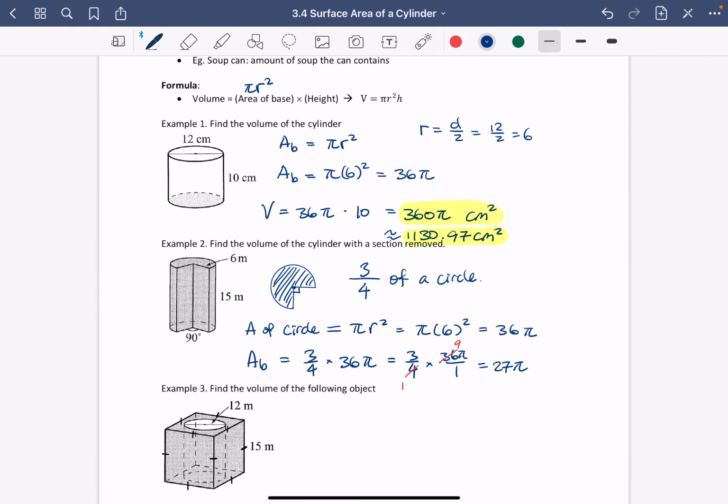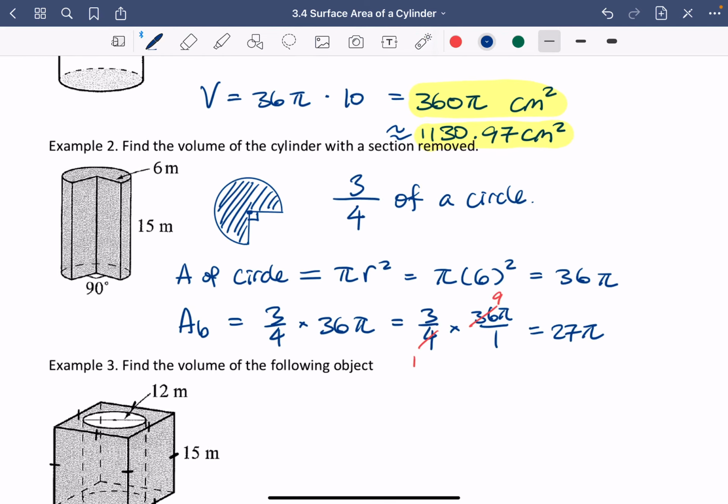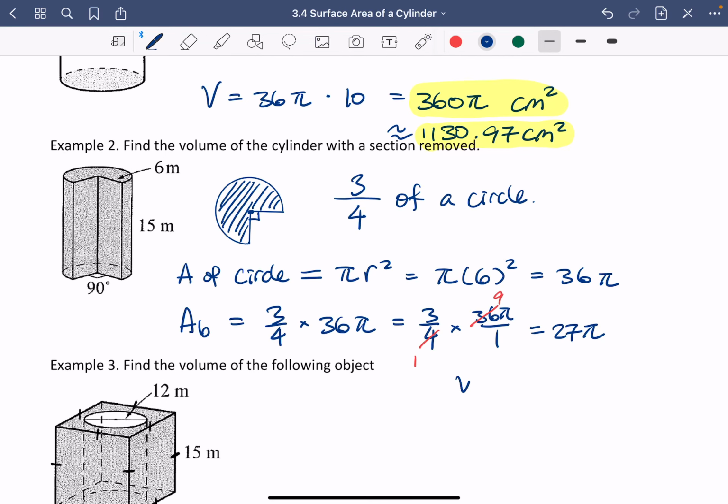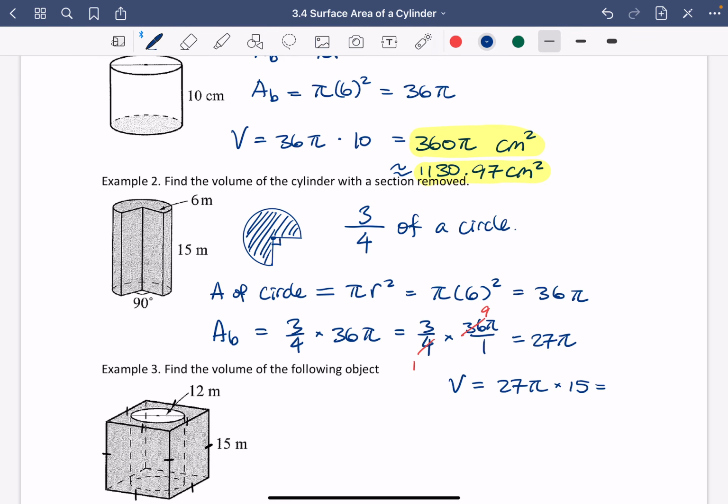Now, again, volume is equal to the area of the base times by height. If area of the base is 27 pi, then what is volume equal to? It will be 27 pi times by, the height is written here. The height is 15. So 27 times 15, you can use the calculator here, that's 405 pi. And remember your unit, meter cubed.